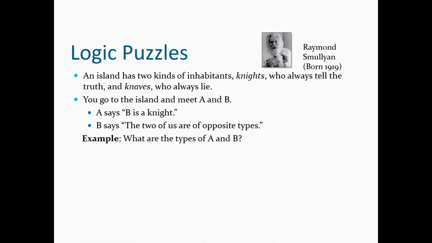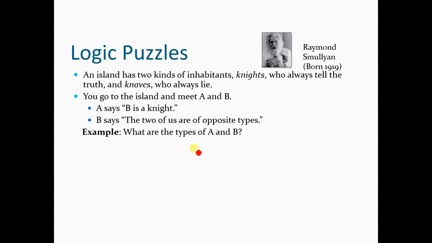Well, there is a logic puzzle. An island has two kinds of inhabitants: knights who always tell the truth. This is very important to remember while solving this puzzle. And there are knaves who always tell lies. So you go to the island and meet two persons, A and B. A says B is a knight, and B says the two of us are of opposite types. So the question here is, what are the types of A and B?